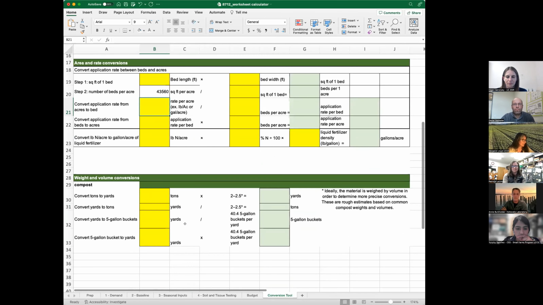And then the last part I want to do is these volumetric and weight conversions. It can be so hard when things like compost are given to you and the recommendation says apply 5 tons to the acre. And you're like, but I order compost in yards, or I use wheelbarrows and buckets for compost. How do I do that conversion? So here are some handy numbers to help you through that. So that's the first one I want to share with you.